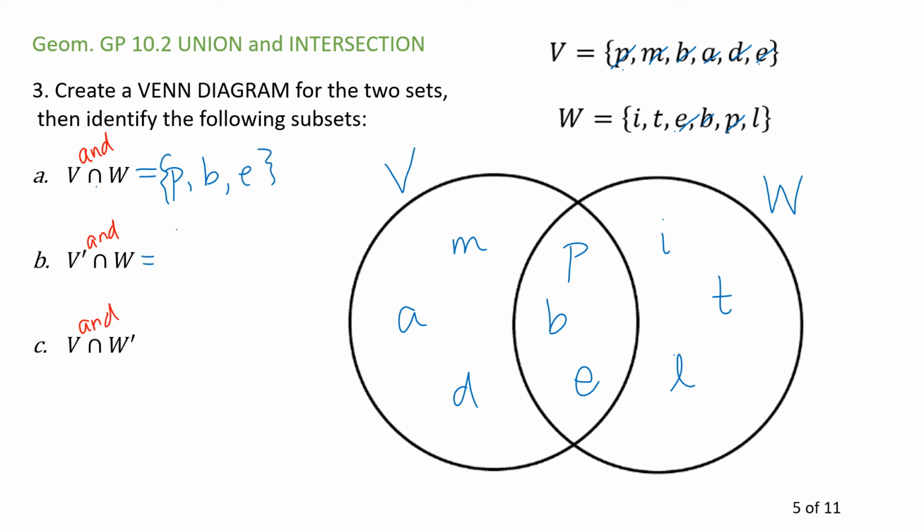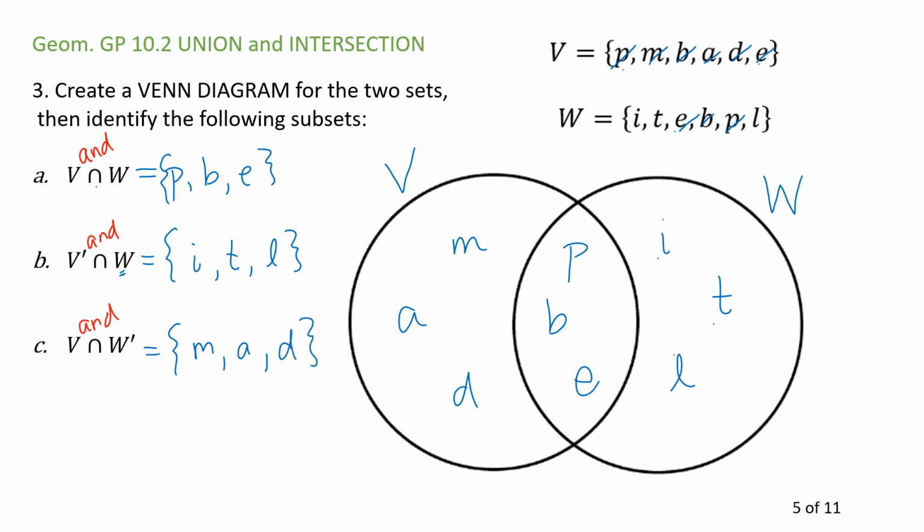How about the half moon? That means I want everyone that's in W, but not if you're also in V. So, list everyone in W, but don't put anyone that's also in V. So that's going to be I, T, and L. And then this one, of course, is on the other side. It's everyone that's in V, but not in W. That's the other half moon. That's MAD, M-A-D.